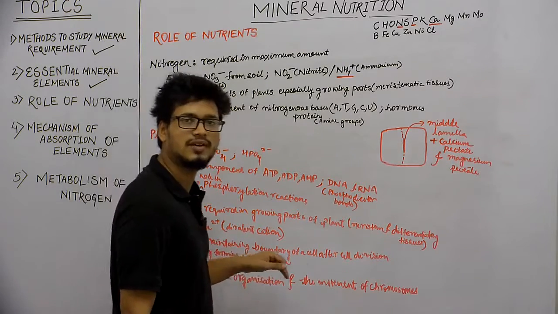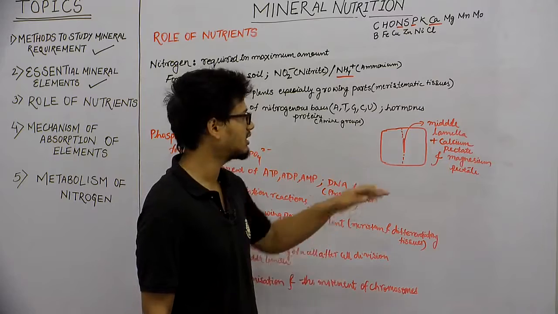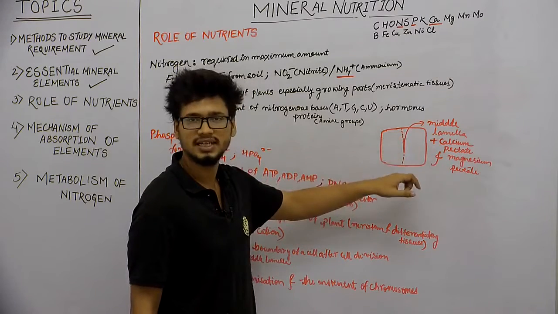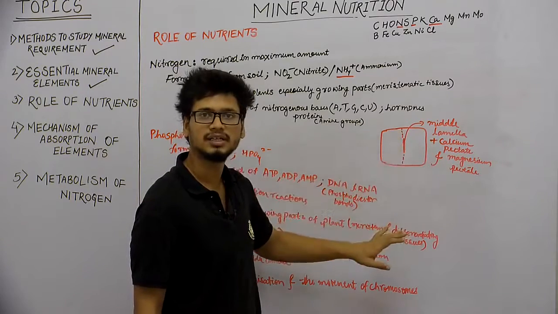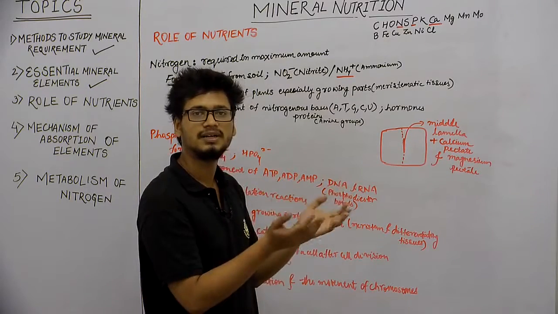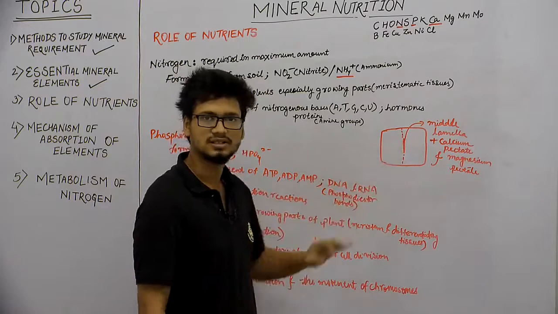So calcium का role is very important in maintaining or separating a newly formed cell, because वो calcium pectate के form में middle lamella form करता है, which is compartmentalizing the daughter cells.